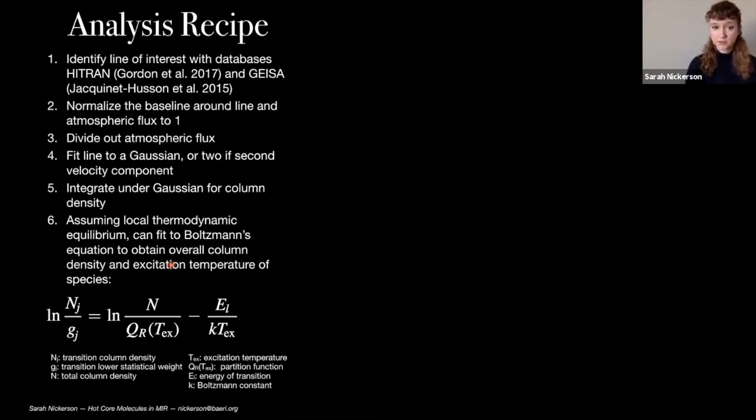And then we fit the lines to Gaussians to get information out of that and integrate under the Gaussian for the column density. And then, as long as we're looking at the energy of transition versus the column density, as long as this is a linear pattern for each species, we can assume thermodynamic equilibrium and fit to Boltzmann's equation. And so here, essentially, we're just taking a relationship between the transition energy and the column density of each transition and fitting this linear relationship. We can find the excitation temperature and the total column density of the species.